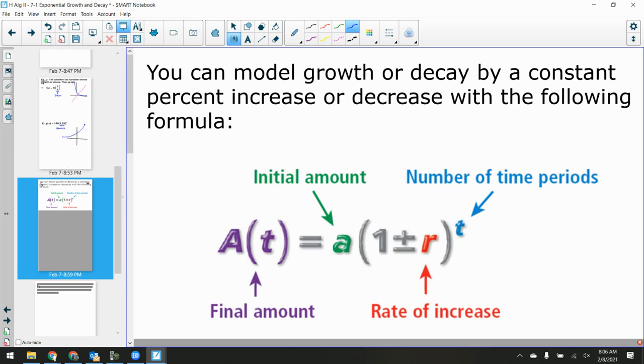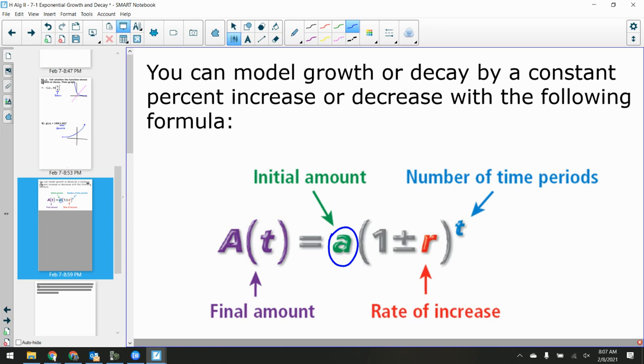Okay. Now, let's talk about it in real-world problems here. You can model growth or decay by a constant percent increase or decrease with the following formula. And this is something that you're going to need to memorize. Make sure you have this committed to your memories here. All right. This is the standard form for exponential growth or decay. Okay, this is our generic form for exponential growth or decay. What we have on the outside of our parentheses is our initial amount, kind of like what I've been alluding to earlier on. That A value, that lowercase a, is our initial amount, the starting value.